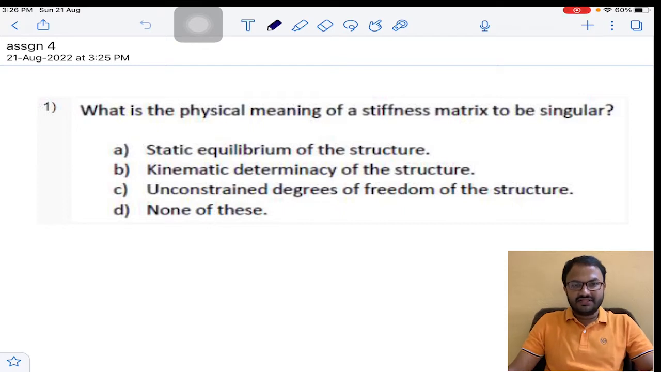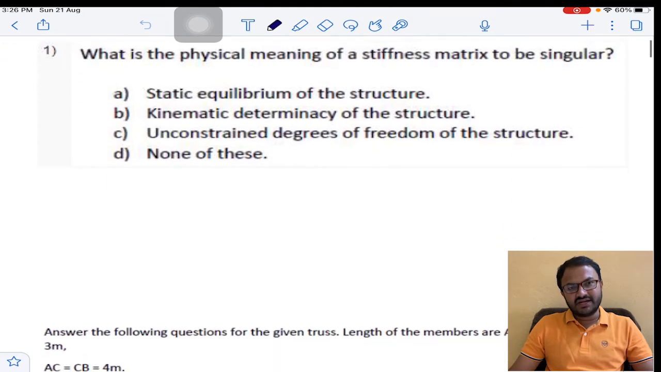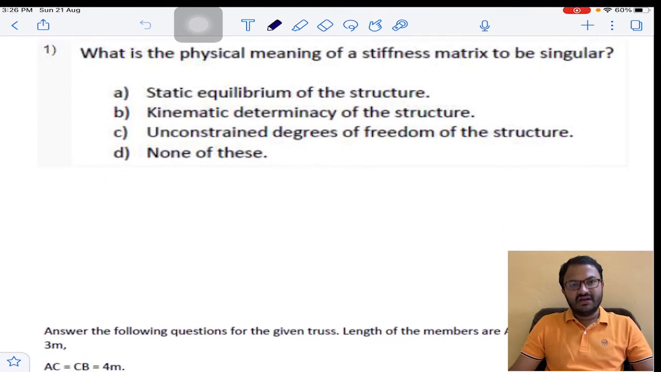Okay, so you can see the first question. What is the physical meaning of a stiffness matrix to be singular? Generally in the stiffness matrix the unknowns are displacements. The matrix is singular means the determinant of the matrix is 0. The determinant is 0 when two rows or two columns of a matrix are equal.